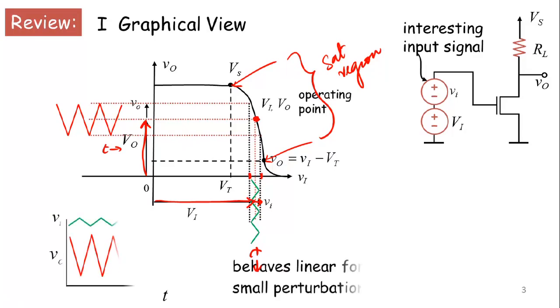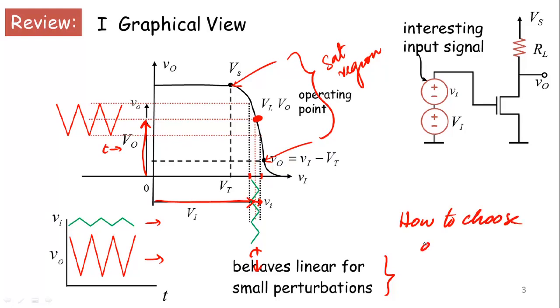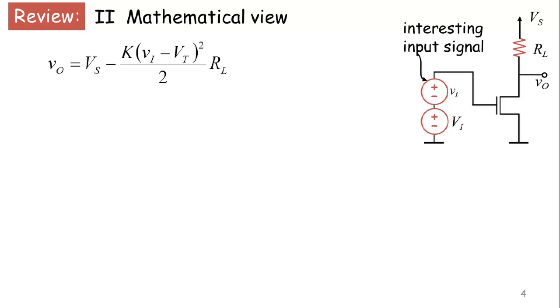Finally, I'll also show you how vi and vo behave as a function of time. So vi was my small signal input, and vo was my small signal response. The key observation we made was that vo behaved linearly. vo was linearly related to vi for small perturbations. So this was a view that we took, based on an operating point right here. In the sequence today, we will look at how you go about choosing an operating point. We'll look at that in a few minutes. Let me continue with the review for now.